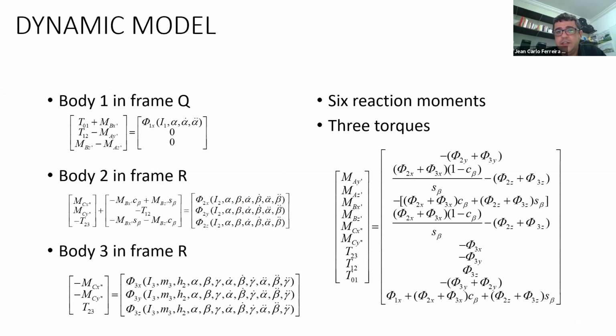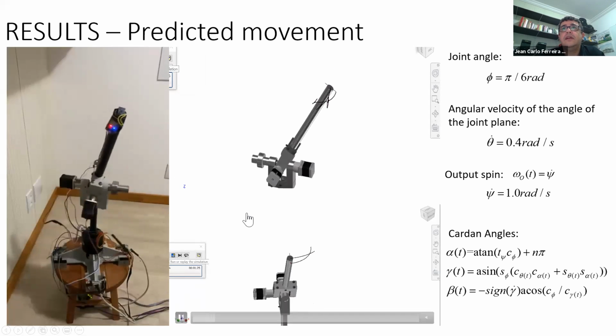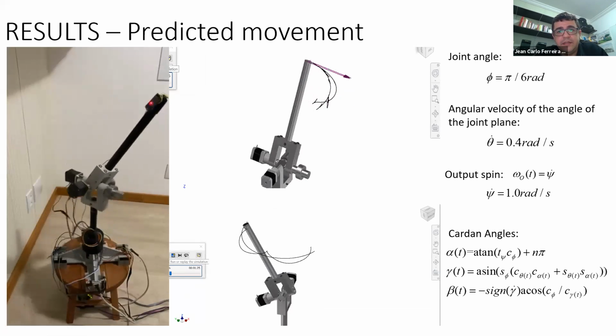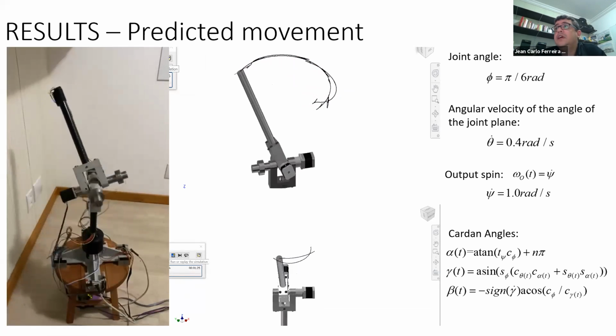Now, putting all equations together, it's possible to create the function phi with the state vector, inertia matrix, and the geometry of the system. And we can obtain 6 reaction moments and 3 torques. Then these equations are my dynamical model. Well, let's play here and play here. Now we need to find the movement to compare the analytical results with the experimental results.